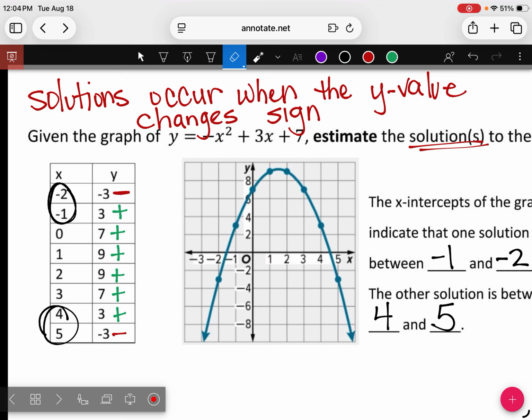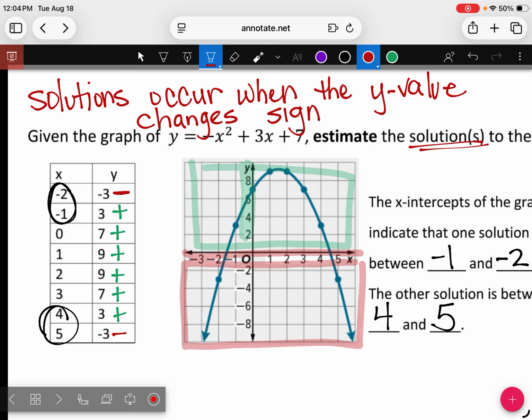So here's your graph. Would you agree that if this is my x-axis, numbers below here, the y values are negative, and all these numbers are positive? The y values. Would you agree with that? Yeah, I'm talking about the y, not x. Up here, all of my y values, these numbers right here, are positive. And then down here, my y values are negative.